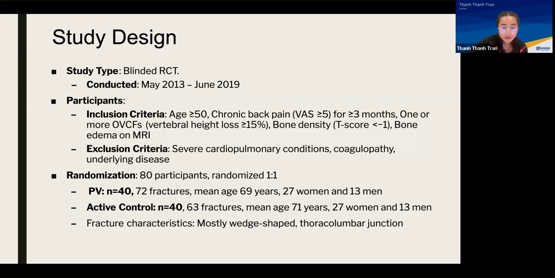As for the fracture characteristics, most vertebral fractures were wedge-shaped and localized in the thoracolumbar junction, and they were predominantly single vertebral fractures.